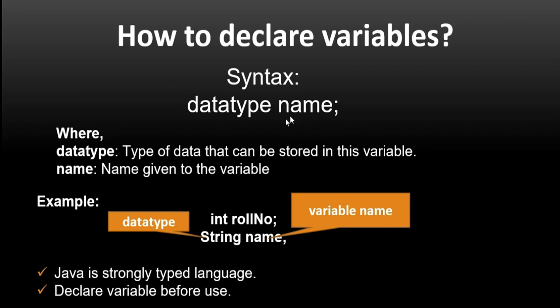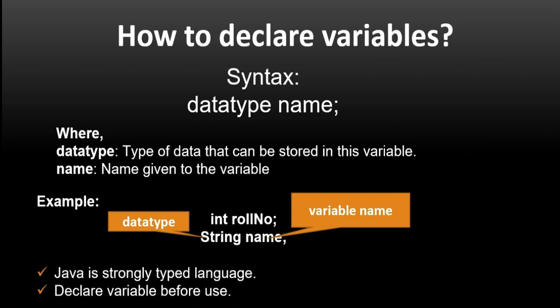Now name is any name given to your memory location which is going to hold your data. So you can provide any name over here, but try to give a suitable name. For example, if I want to store tax, I may give the variable name as tax. If I want to store salary, I may give the variable name as salary. So give a suitable name to your variable.